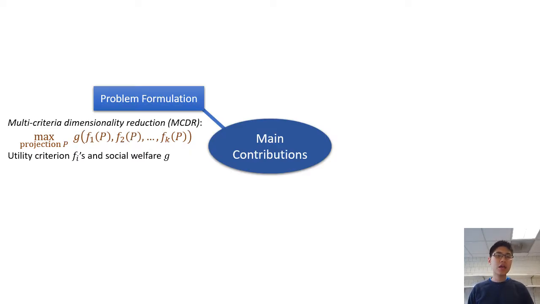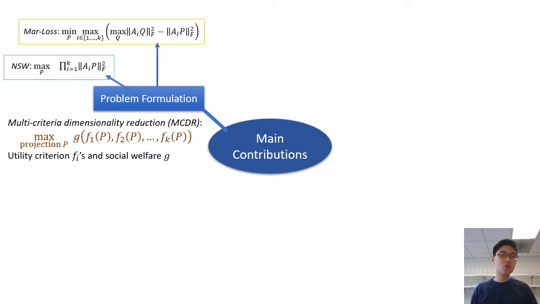Our first contribution is to formulate the problem as multi-criteria dimensionality reduction, or MCDR, as you can see. Here, you can think of Fi as the generalization of variance. I give you a projection P, and the group may define their own utility, something more general than just the variance. And social welfare here doesn't have to be the sum, like total variance as in standard PCA, but it can be another function. So for example, in net social welfare, the Fi utility is the same, it's just the variance, but social welfare is taken to be the product instead of the sum.